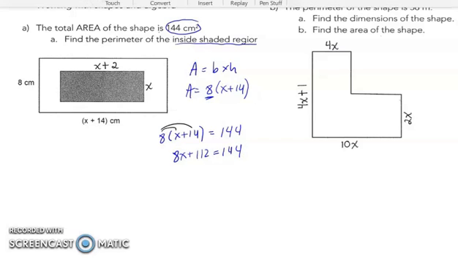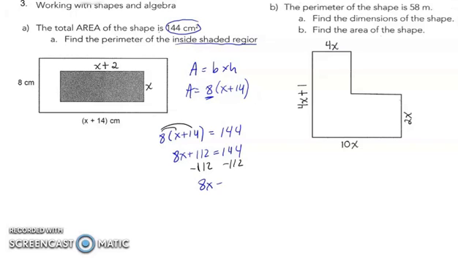I'm going to get rid of the 112 by adding negative 112 to both sides. And that's going to leave me with 8x is equal to 32, which thankfully divides evenly. Divide by 8, and you're going to get x is equal to 4.